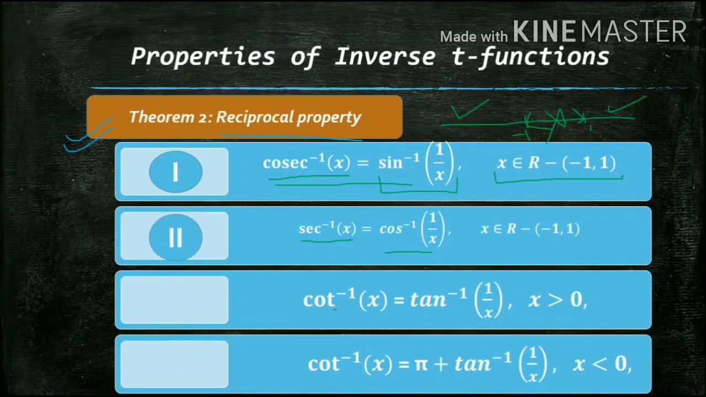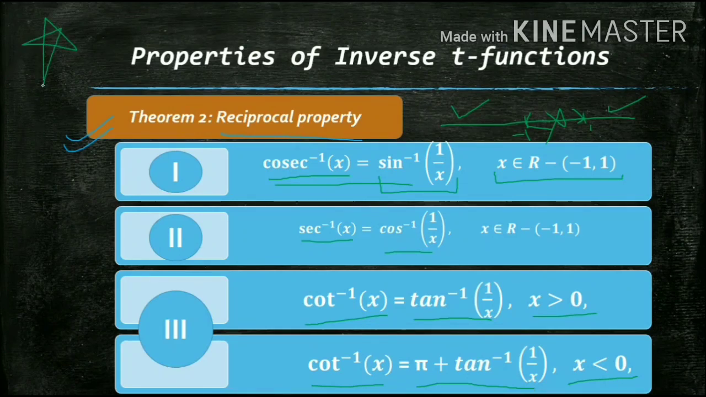That was second one. Now for the third one, we have the same for cot inverse x. So there are two ways to write for cot inverse x depending on whether x is positive or negative. Okay. So if x is positive, you can directly write it as tan inverse 1 by x. But if x is negative, then you will write it as pi plus tan inverse of 1 by x. Okay, this is also an important theorem and many times you will also use this. So try to remember this.